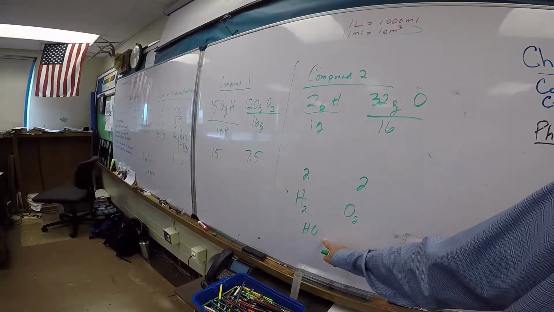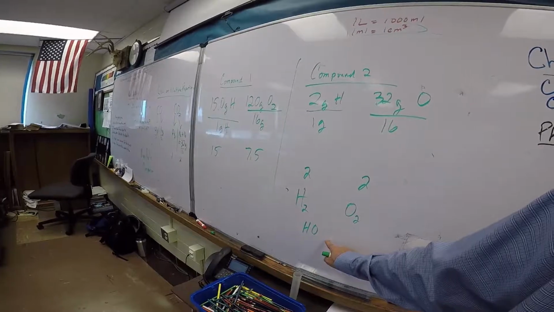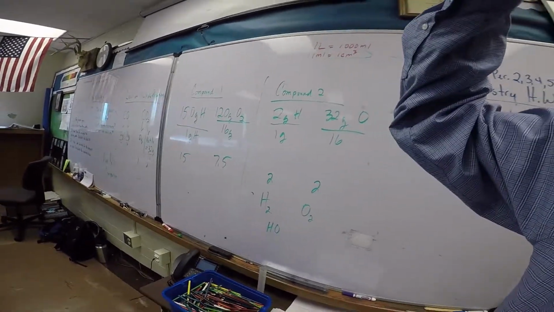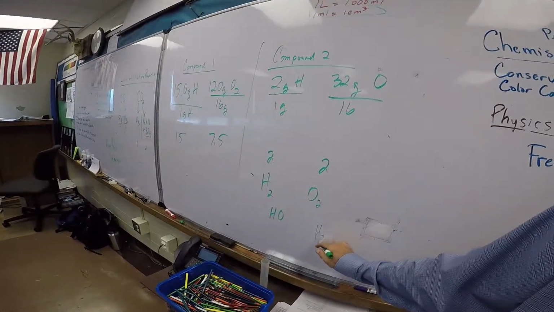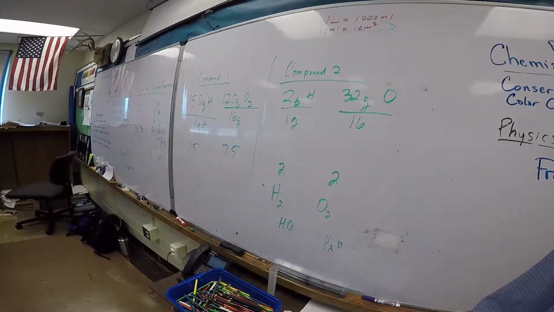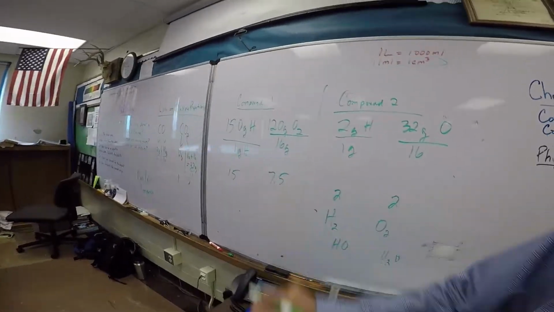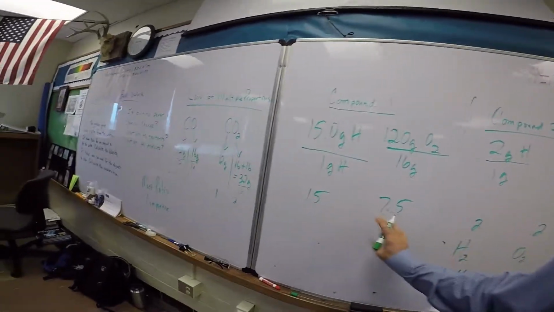Peroxide. You ever seen the brown bottle? Yeah, so peroxide is written H2O2. So that's how you know it's peroxide and not water. Water's H2O. Everybody clear? Now this over here, you've got like a 15 to 7.5.